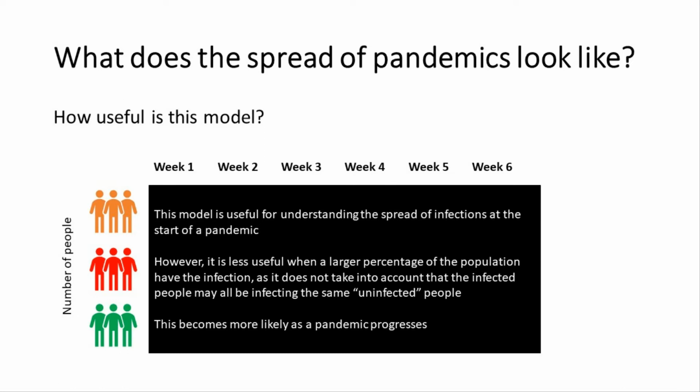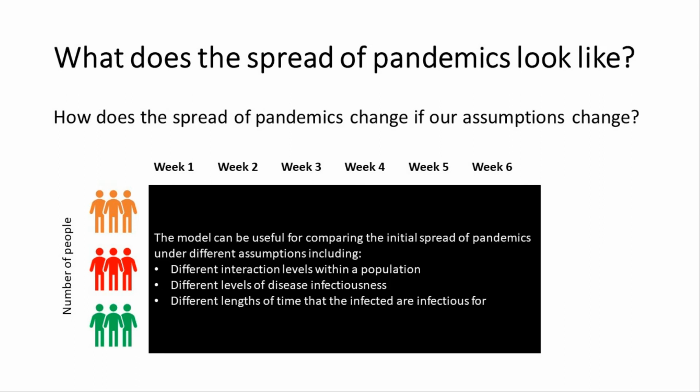So if Alice and Ben both have the disease now, and they're going out infecting people, and we think that each one of them has infected 2 people, but maybe both of them have infected Catherine, the likelihood that we're double counting infections becomes more and more likely as a pandemic progresses and more people have the disease. In the next video, we're going to look at a slight twist to the model that takes this into account. For now, however, let's think about what this model can actually be useful for.